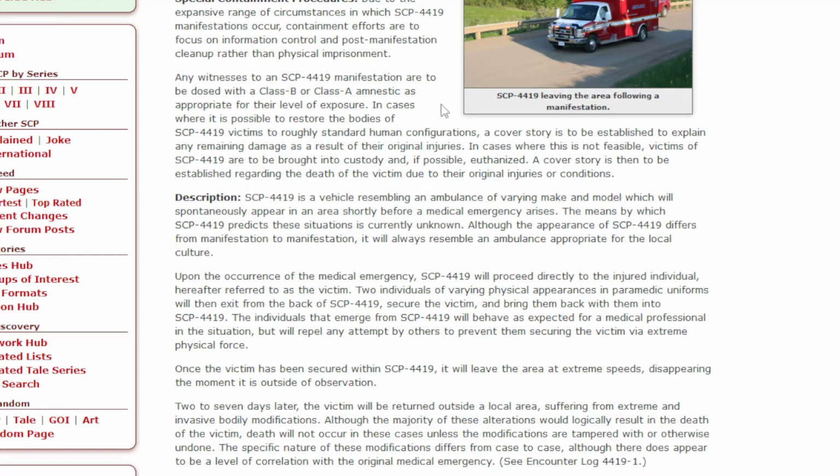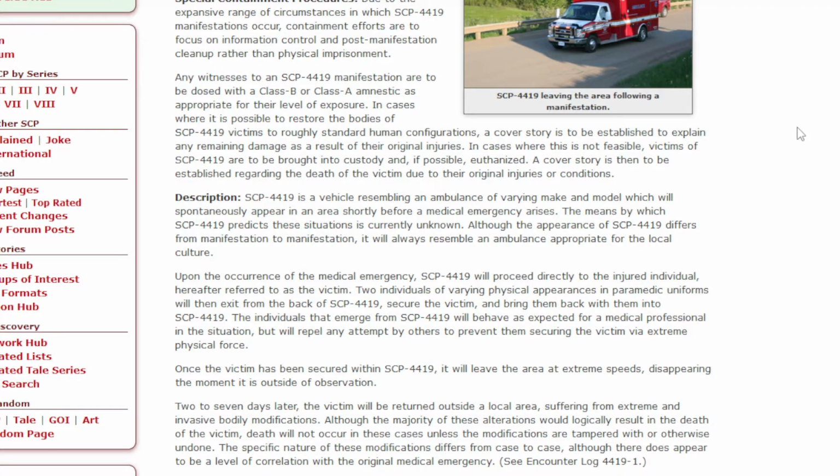Due to the expansive range of circumstances in which the SCP-4419 manifestation occurs, containment efforts are focused on information control and post-manifestation cleanup rather than physical imprisonment. Any witness of 4419 manifestations are to be dosed with a Class B or A amnestic as appropriate for the level of exposure. In cases where it is possible to restore the bodies of 4419 victims to roughly standard human configurations, a cover story is to be established to explain any remaining damage as a result of their original injuries. In cases where it's not feasible, victims of 4419 are to be brought into custody and, if possible, euthanized.